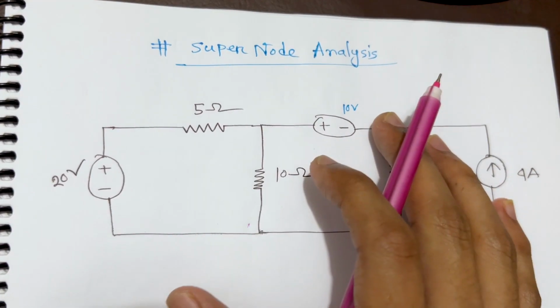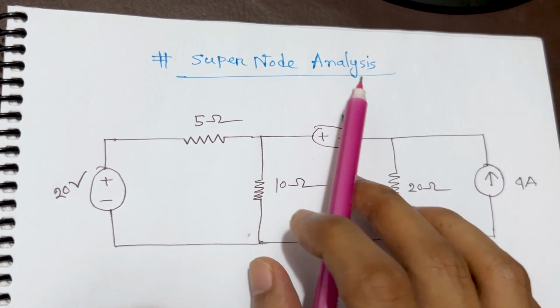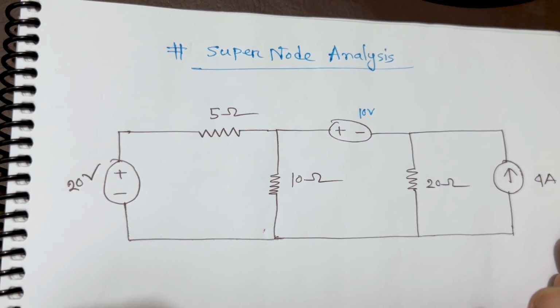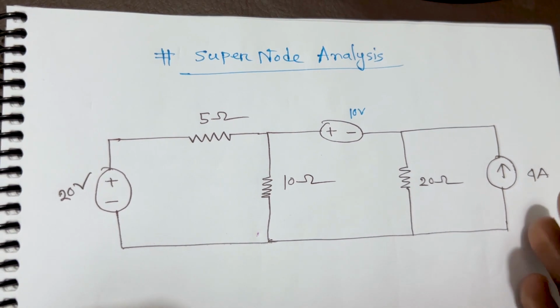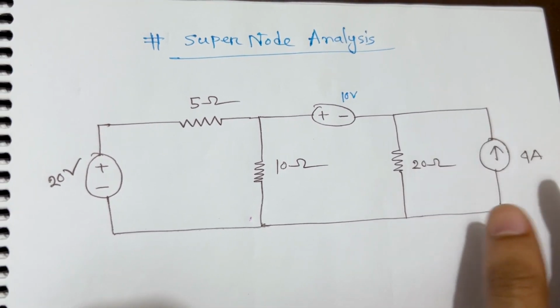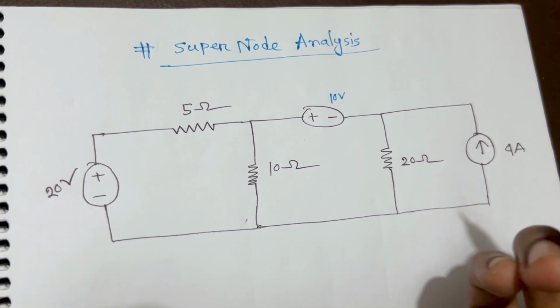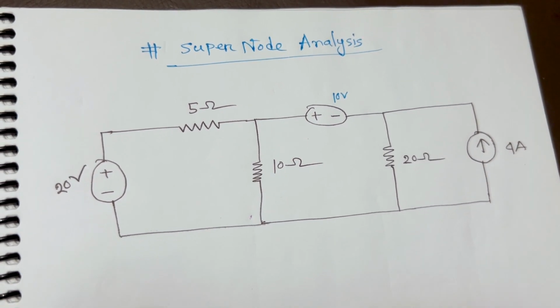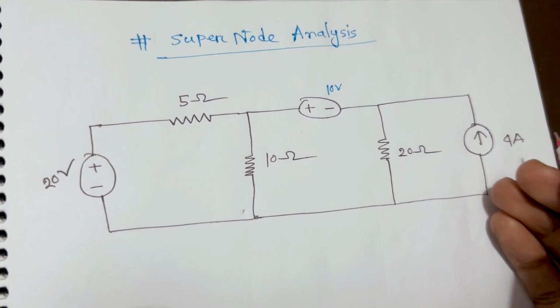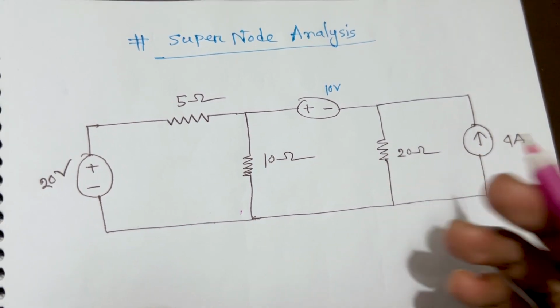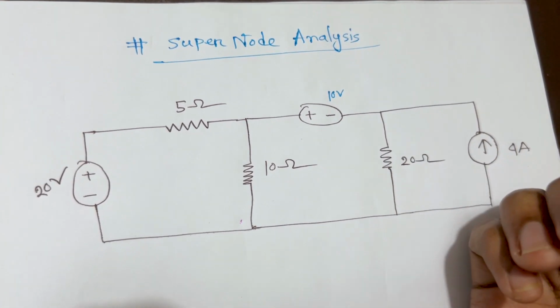So this is another example, of super node analysis, which is really important and a little bit more complicated compared to the previous one. That's why I have taken this example, because it is really important for you to understand. I think you should understand super node analysis as well along with node analysis. So first, we need to follow the steps, which is to find the nodes.